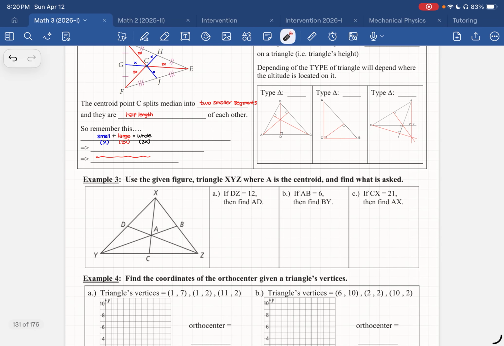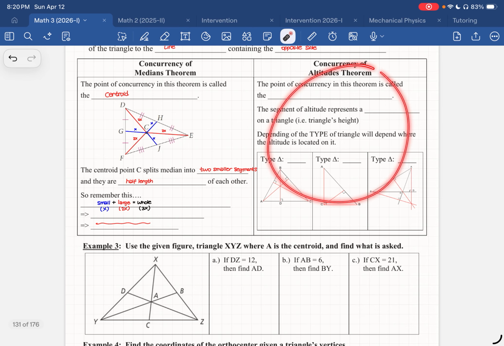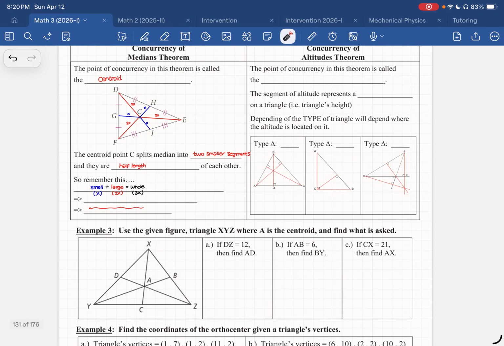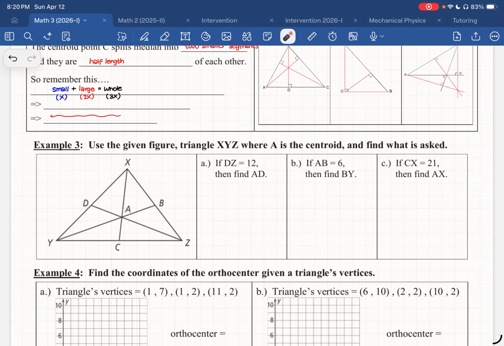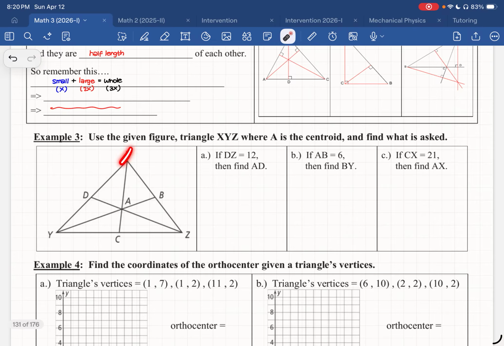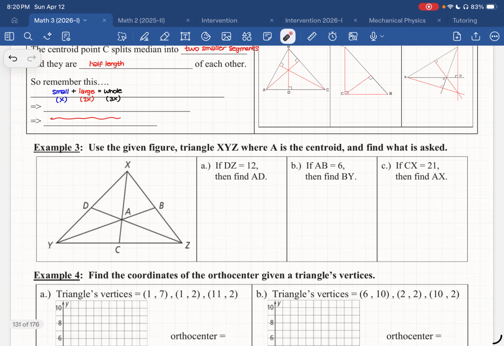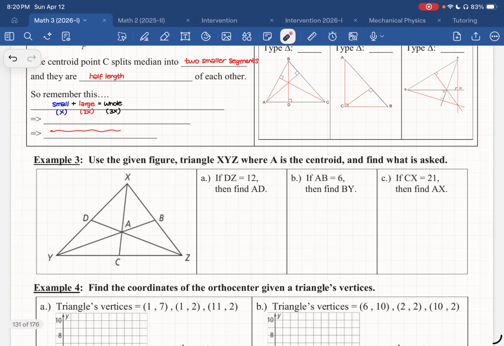So now that you understood this one, using this, I'm gonna solve some of these exercises, and the other ones are gonna be homework, okay? And then when I'm done with that, I'm gonna explain this one, and I'm gonna solve some of these ones, and you're gonna solve the other one, okay? So let's read. Example 3. Use the given figure, triangle XYZ, it means this one, right? Where A is the centroid. So if we're learning about centroid, we're gonna use this thing that I just explained to you, and find what is being asked, okay?